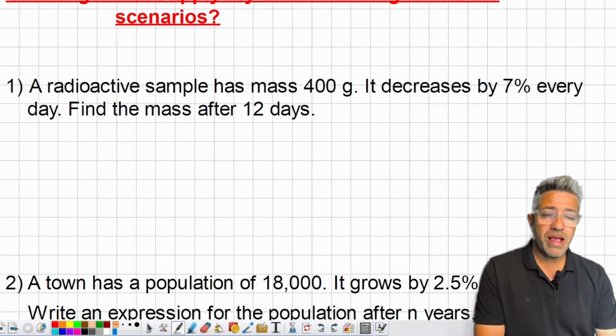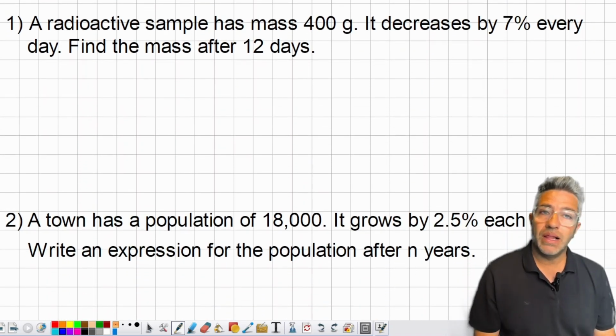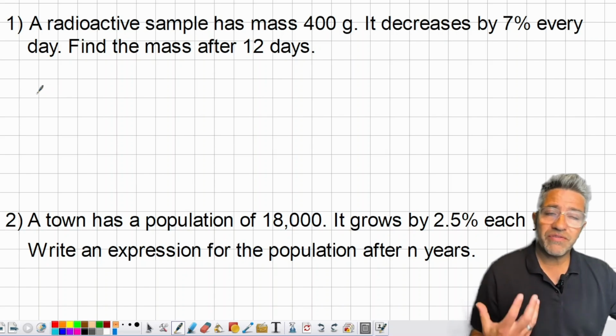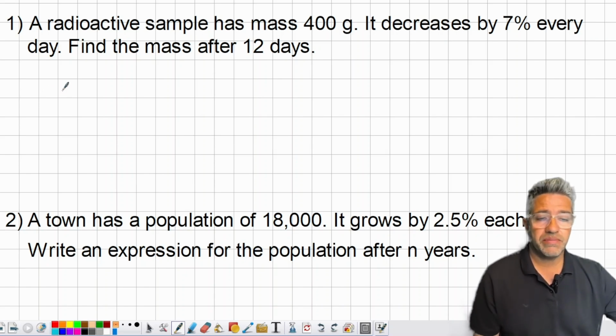Question 1 then. A radioactive sample has mass 400 grams. It decreases by 7% every day. Find the mass after 12 days. Well, if we're losing 7%, we'll have 93% left. So if we take our starting mass of 400, we'll have 93% left. So that's 0.93 using the multiplier method.